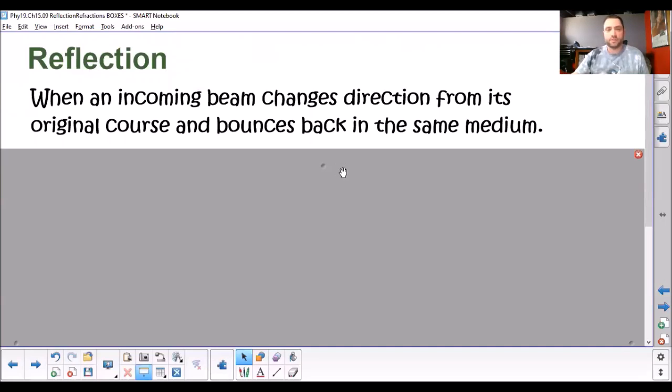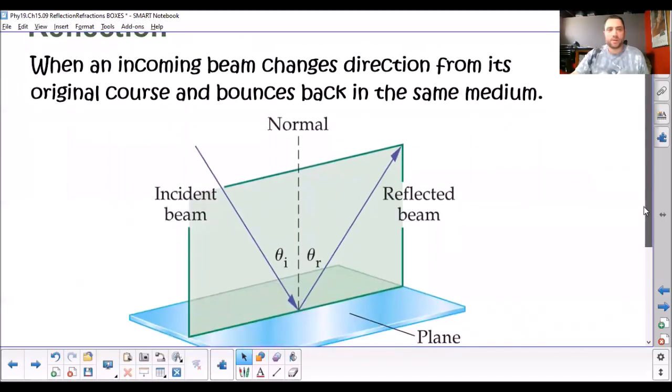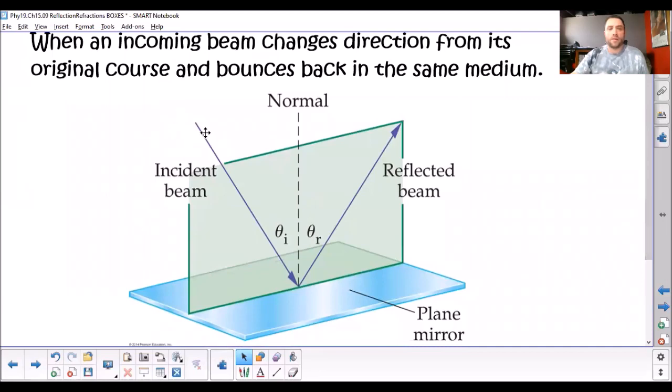You've used reflection before anytime you've looked in a mirror. It's when an incoming beam changes direction from its original course and bounces back within the same medium. That is basically the properties of a mirror. The light beam coming in is called the incident beam, and the reflected beam is the one that bounces off. And here's your plane or your mirror.